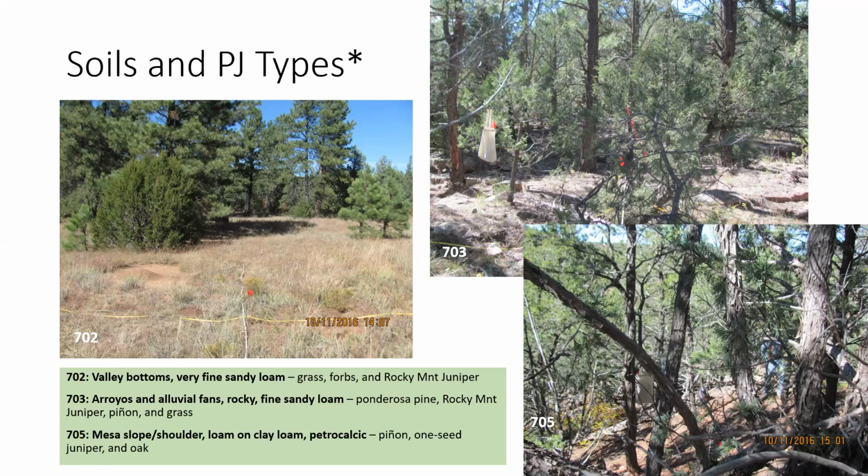in between. Then on the mesa slopes and shoulders, we have loam and clay loam soils with a petrocalcic soil component that is basically caliche at depths of as shallow as a foot to 5 feet deep. And here we find piñon, one seed juniper, not the Rocky Mountain juniper, but a one seed juniper, and oak. The water holding capacity is pretty low here, and a lot of water runs off, and the trees don't have good access to groundwater, so you get a much more spindly woodland forest.